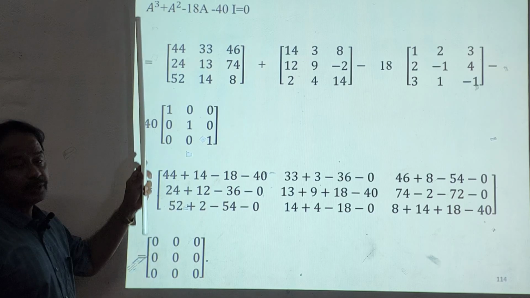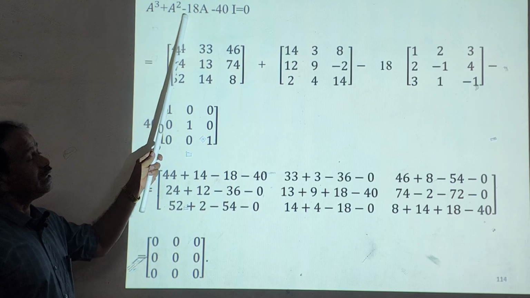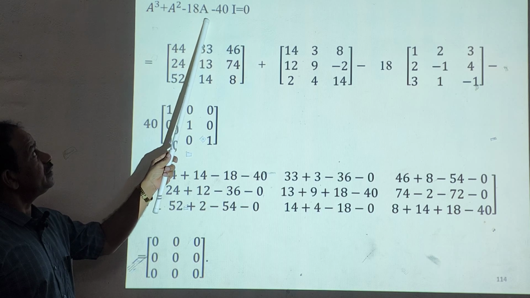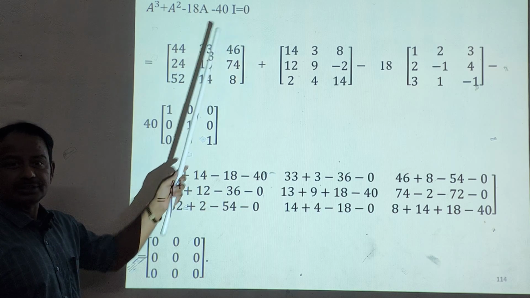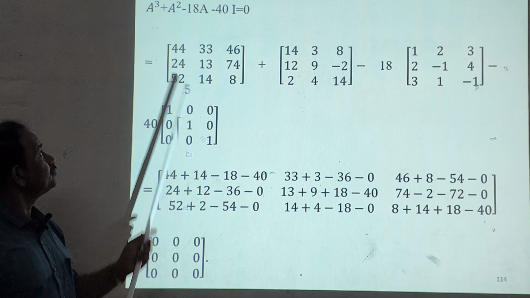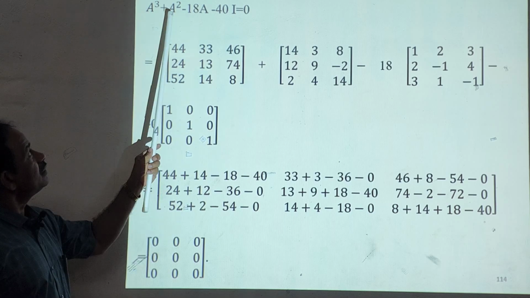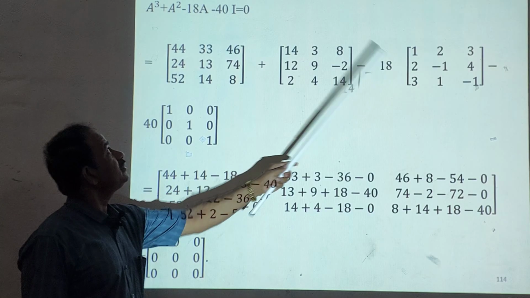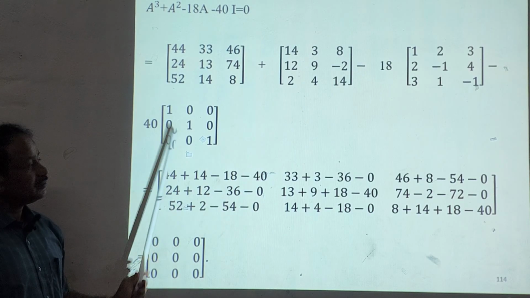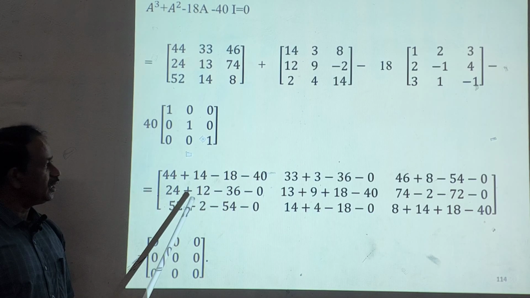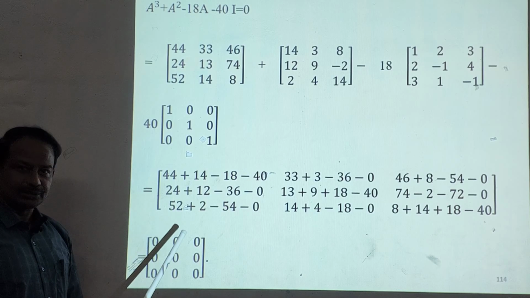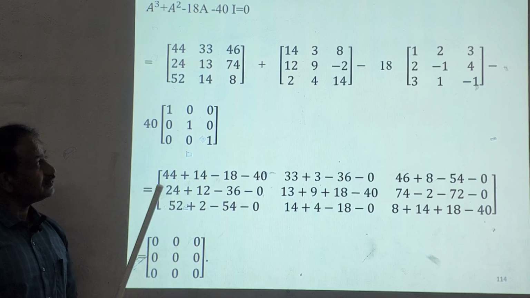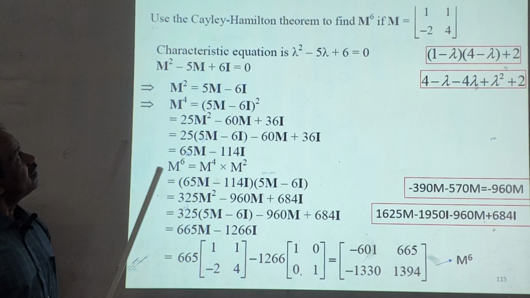Now A cubed plus A squared minus 18A minus 40I equal to 0 is the Cayley-Hamilton theorem. So your A cubed is here, A squared is here, minus 18A is here, and 40I. After simplification, you will have 0, 0, 0. Thus the Cayley-Hamilton theorem is verified.